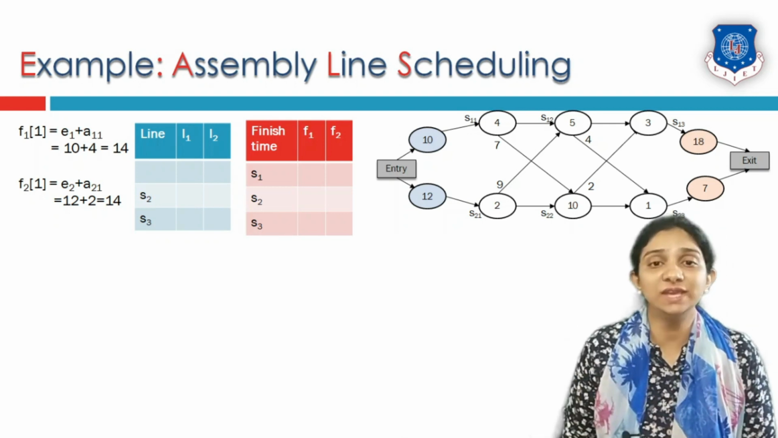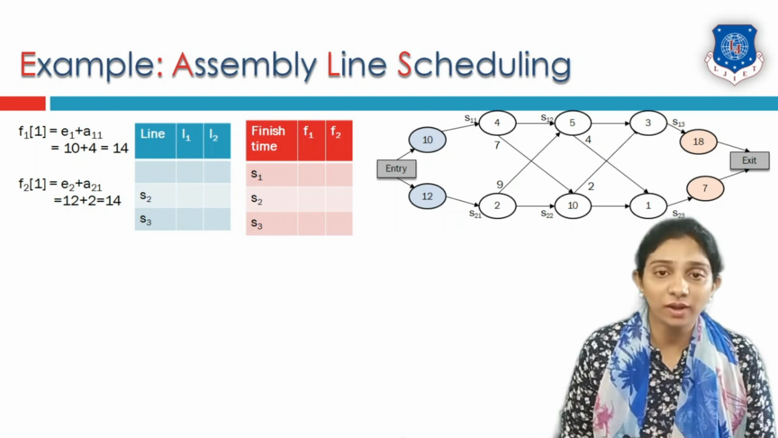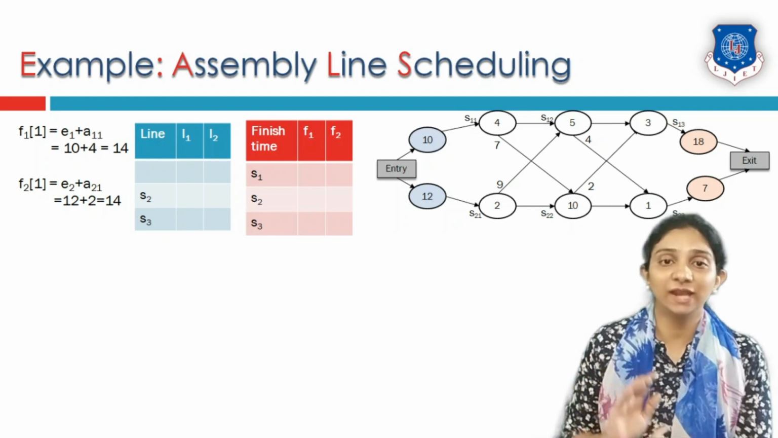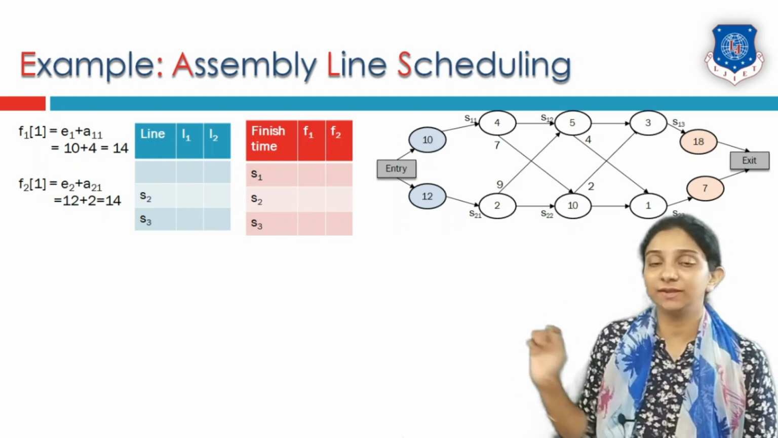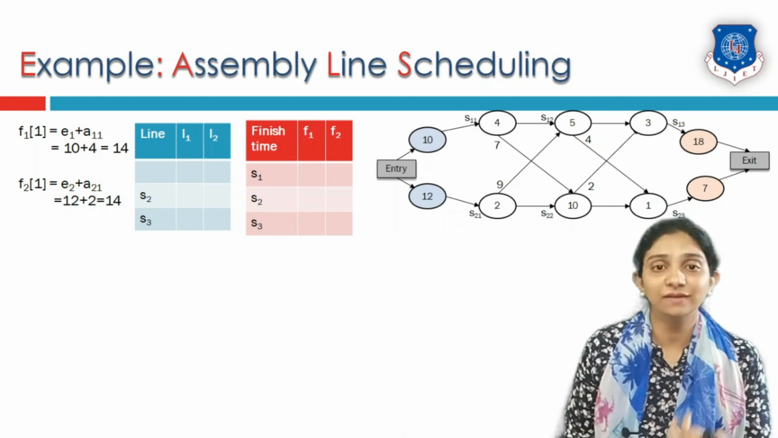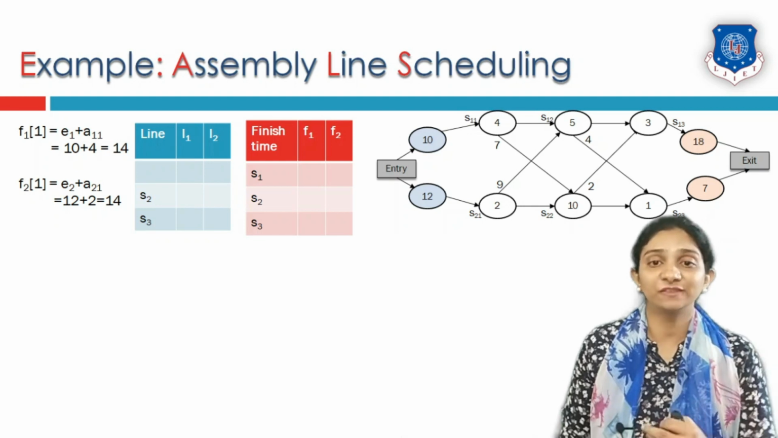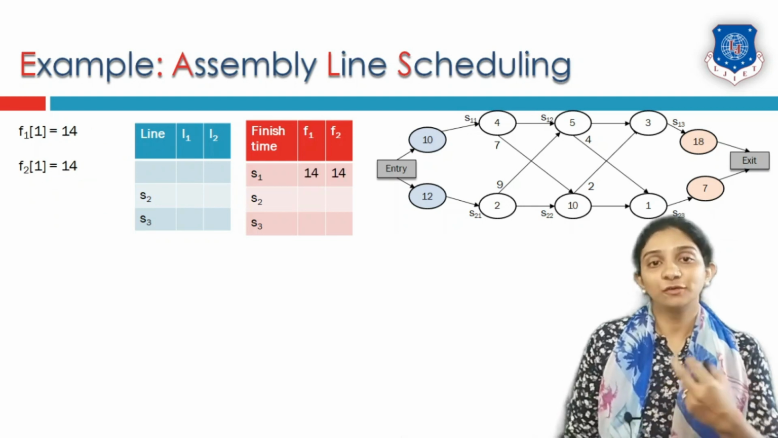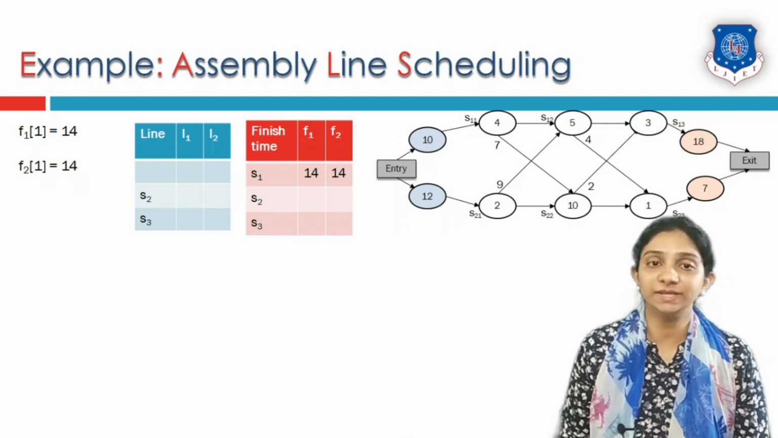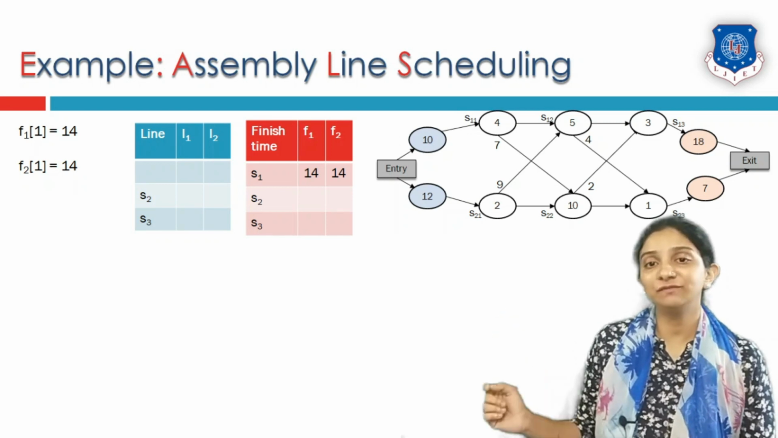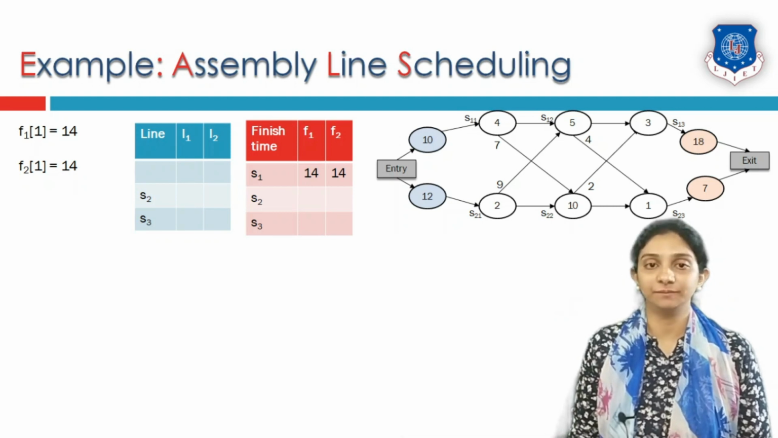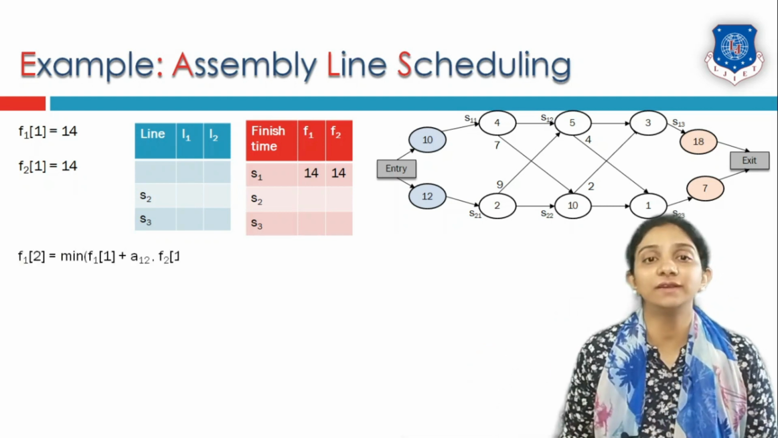We also have to keep track of the lines for which we are working. So we are going to copy this finish time table as our line table, in which line 1 and line 2 are our columns and the rows are S2 and S3. We are always going to skip S1 in every case. So the entry for F1 of 1 is 14 and F2 of 1 is also 14. That means station 1 line 1 finish time is 14 and station 1 of line 2 finish time is also 14. So the respective entry is made in the table.